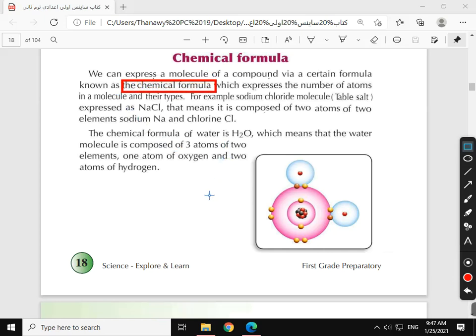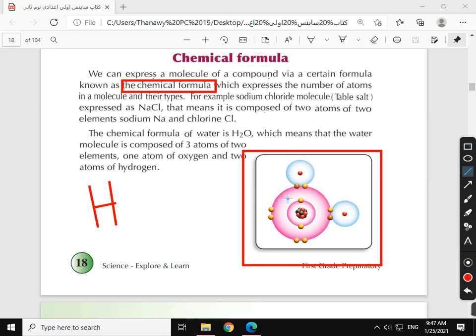Okay, so the chemical formula is very important to know the elements of the compounds and the atoms of it. For example, the chemical formula of water is H2O, which means that a water molecule is composed of 3 atoms of 2 elements: 2 hydrogen and 1 oxygen. So the chemical formula is very important to know the elements and the atoms of these elements.